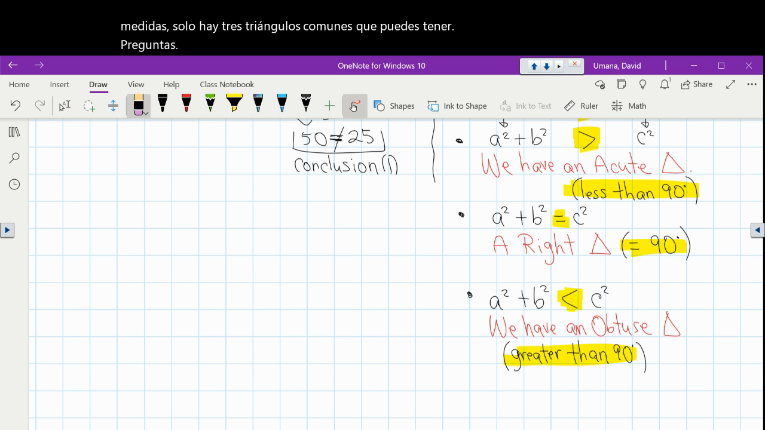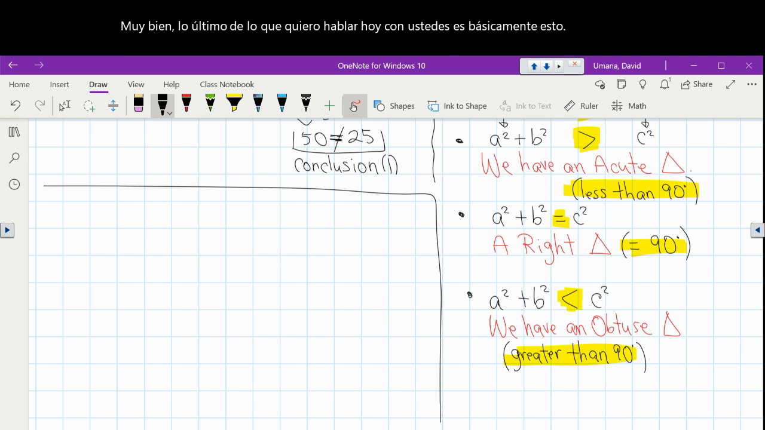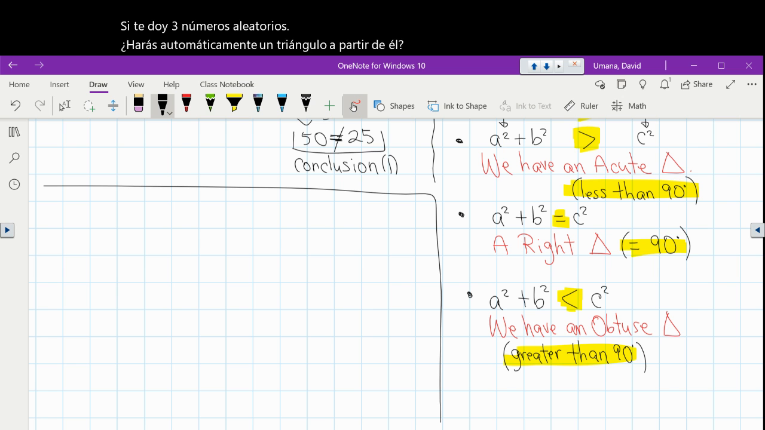All right. Last thing I want to talk about today with you guys is basically this. If I give you 3 random numbers, will you automatically make a triangle out of it? Can you make a triangle based on 3 random lengths? Para hacer un triángulo, lo puedo hacer usando 3 números arbitrarios.